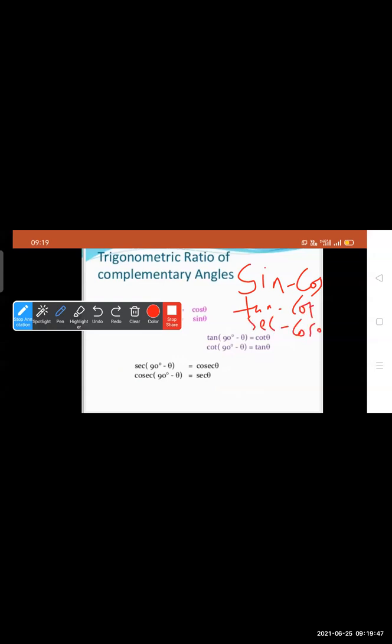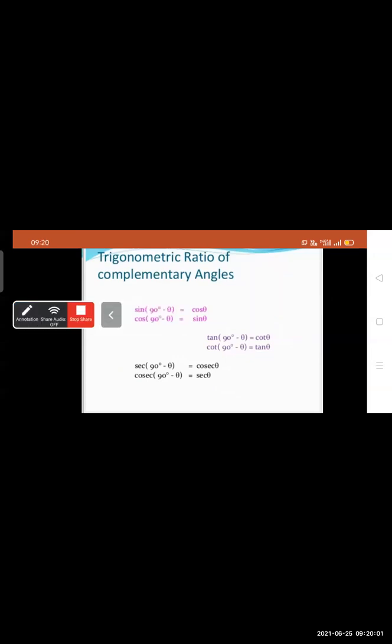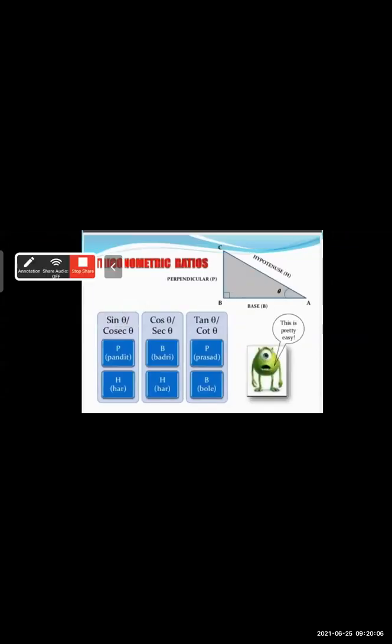Okay. So from this, you write sine 90 minus theta cos, cos 90 minus theta sine, tan 90 minus theta cot, cot 90 minus theta tan, sec 90 minus theta cosec, and cosec 90 minus theta sec. So only remember this thing, the 6 trigonometric ratios. This is a pretty easy technique for learning the trigonometric ratios.